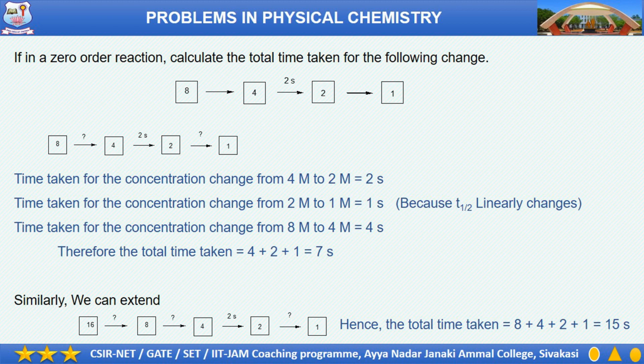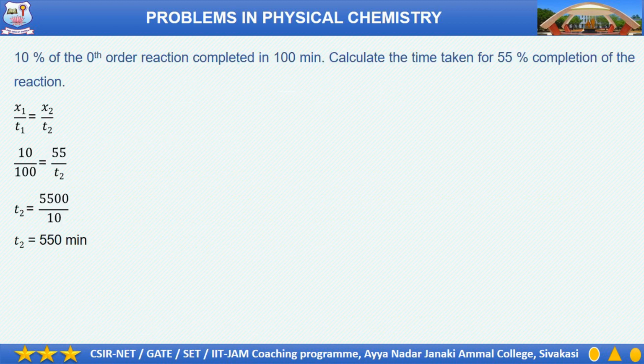Okay. So take down the problem. 10% of the zeroth order reaction completed in 100 minutes. Calculate the time taken for 55% completion of the reaction. For 55% of completion of the reaction.